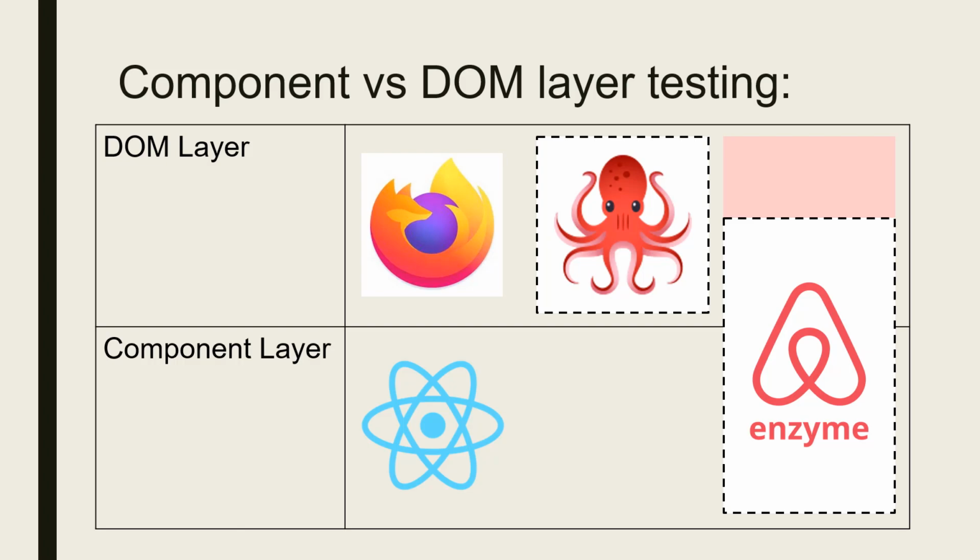DOM layer testing is better than component layer testing. This is because running tests in the same environment as your users gives you more confidence your code works. Testing library was designed to only test the DOM layer for this reason. Enzyme can also test the DOM layer, but its queries and API work against you.